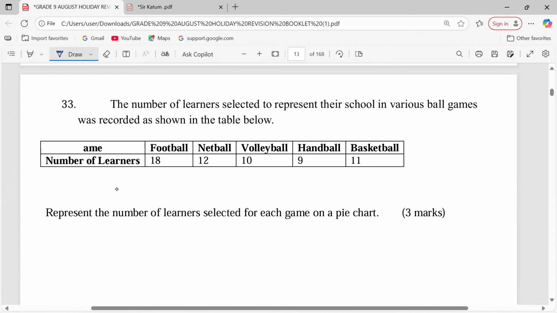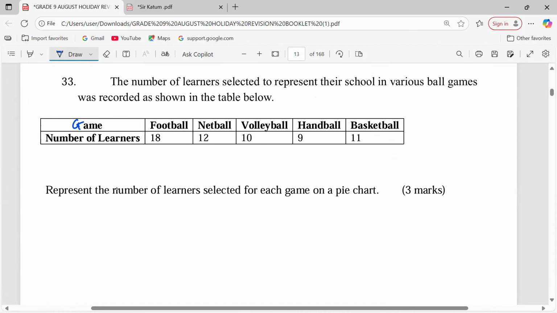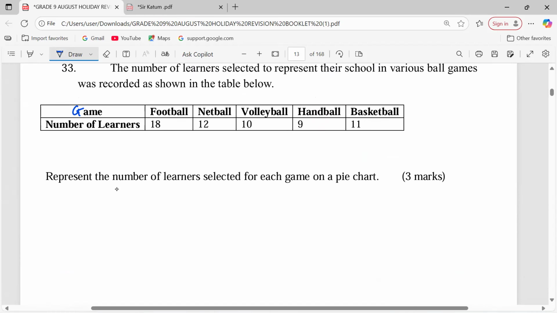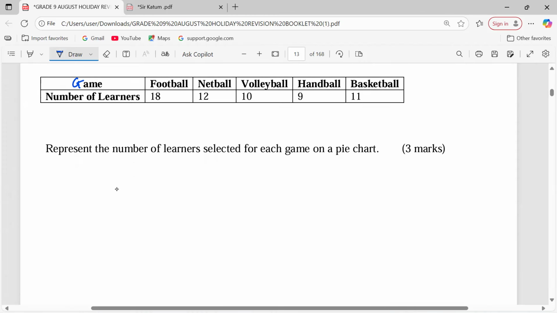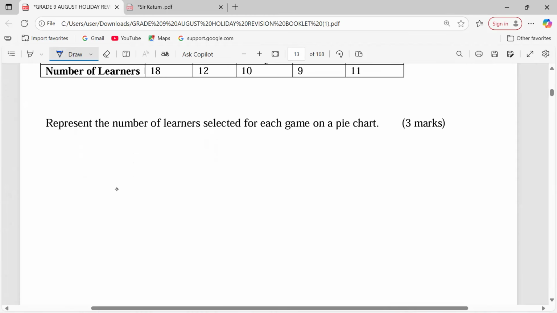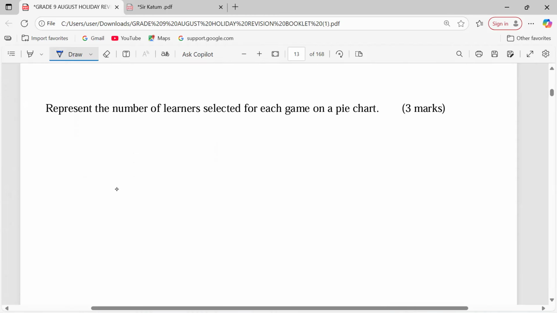We have the game: football, netball, volleyball, handball, and basketball. Number of learners: for football, 18; netball, 12; volleyball, 10; handball, 9; basketball, 11. Represent the number of learners selected for each game on a pie chart.